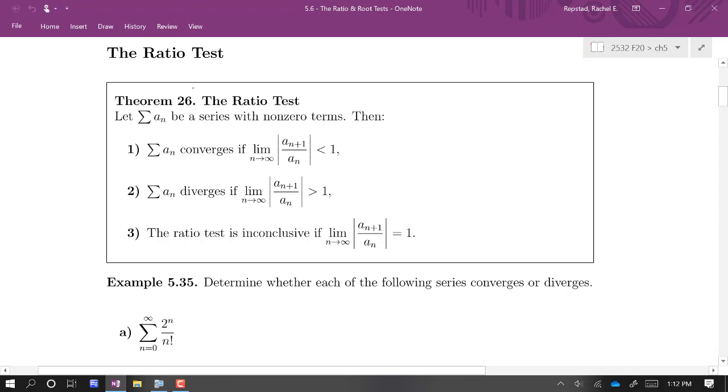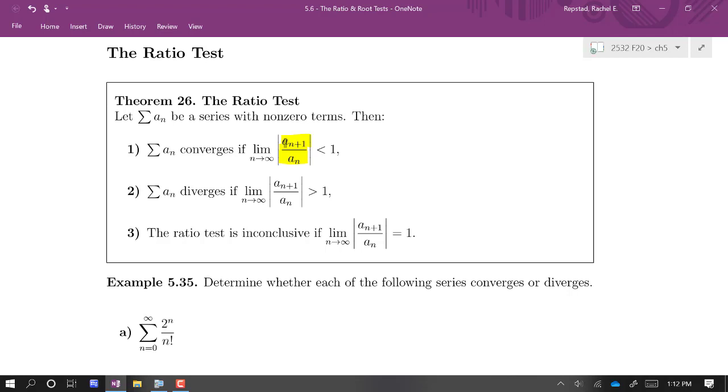We're not making a comparison. We don't have to come up with a new series to compare it to. We are comparing successive terms in the same sequence. So I'm forming the fraction a_(n+1) over a_n, so it's the subsequent term that goes on top. And I'm taking that limit of the absolute value of that ratio as n approaches infinity.